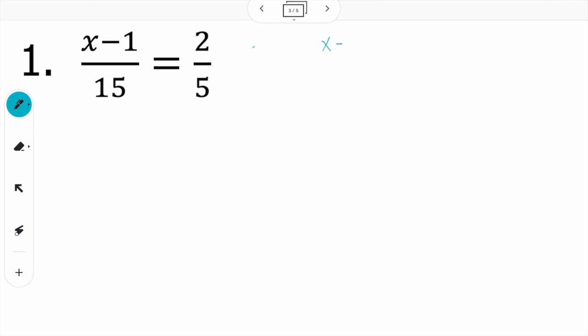Let's just go ahead, I'll write it again over here, and then we can start doing the work. I'm going to draw my line to keep my equation balanced and make sure I do the same thing on both sides, so that when I multiply the left-hand side by 15, I'm going to multiply the right-hand side by 15 to keep them balanced. The 15s are going to cancel, and the numerator comes down by itself. 2 times 15 is 30, and 30 divided by 5 is just 6. So I'm going to simplify that and write it again.